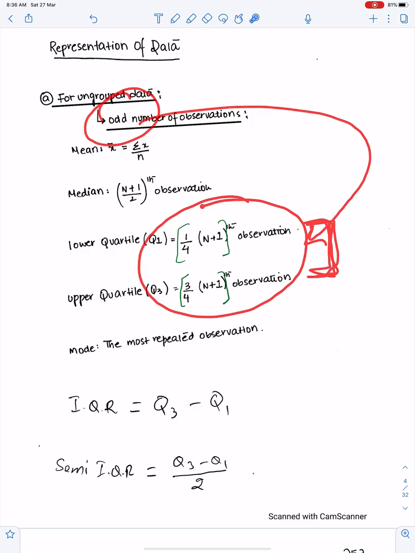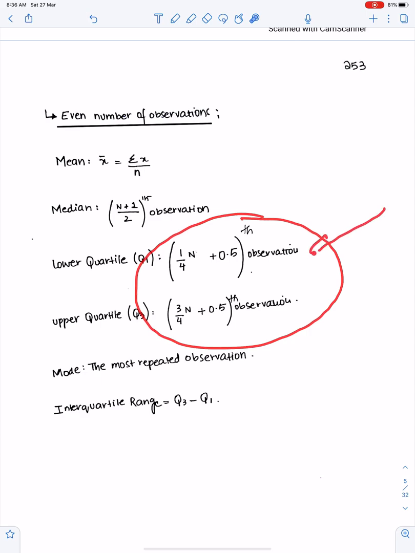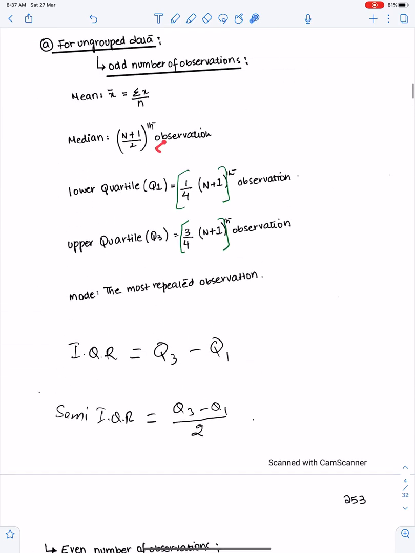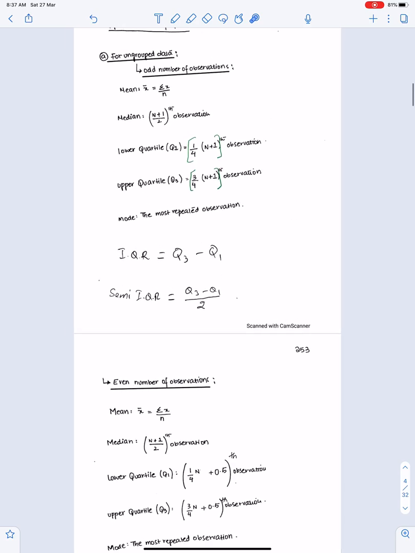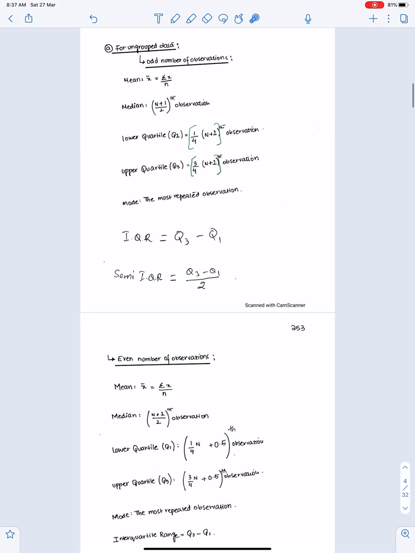For an odd number of observations, use these two formulae, and for an even number of observations, use these two formulae. And the formula of median is unchanged. We use the same formula for median for grouped and ungrouped data. You can view this here. You can compare the formulas here. See, the formula of median is unchanged, the formula of mean is unchanged, but the formulas of quartiles are changed. This is 1 upon 4 n plus 1 observation, and this is 1 upon 4 n plus 0.5 bracket observation.